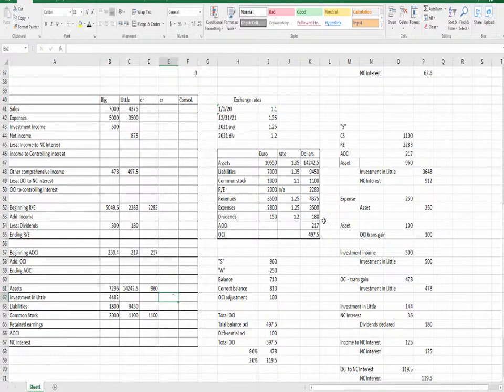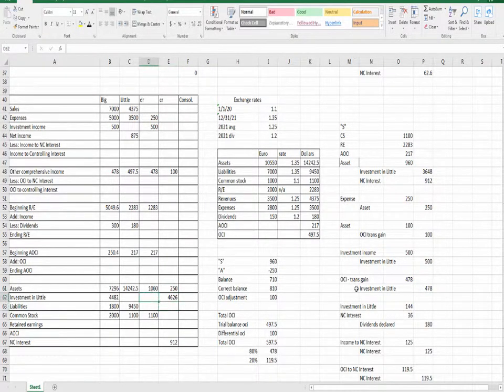We credit the investment in little, and we credit the non-controlling interest. We debit the expense, credit the asset. We debit the asset, credit the OCI translation gain. We debit the investment income. We credit the investment in little. We debit the OCI translation gain. We credit the investment in little.